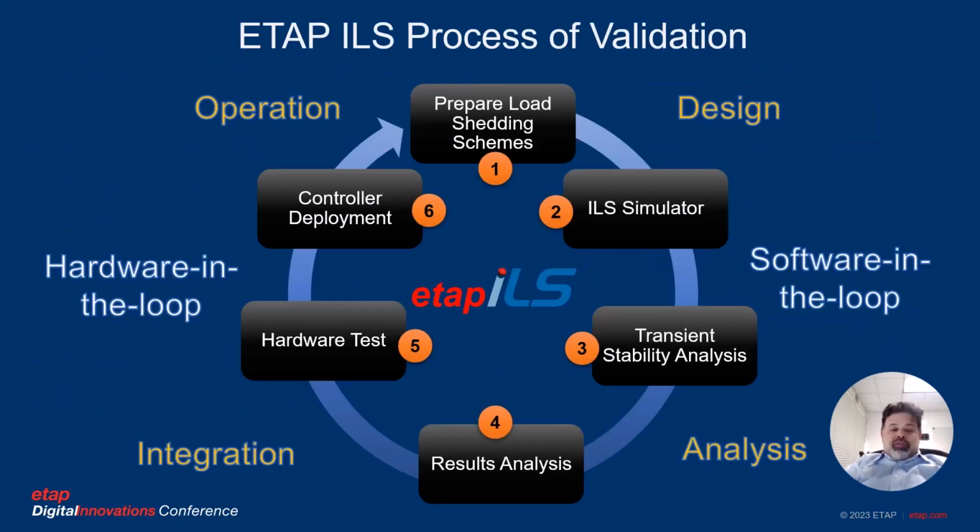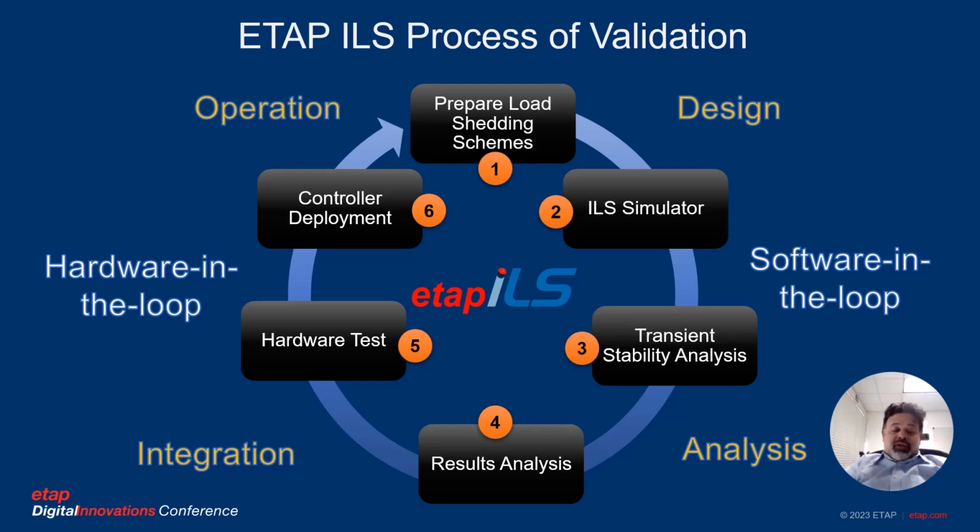The process of the validation of ILS is described here. Typically, you start by preparing the load shedding schemes in the ILS software. Then the system is put online, and the ILS simulator simulates the individual contingencies in the system and determines the response. It determines what loads need to be shed. That information altogether is transferred to the transient stability engine. The transient stability engine simulates the conditions and determines whether the system is stable or not.